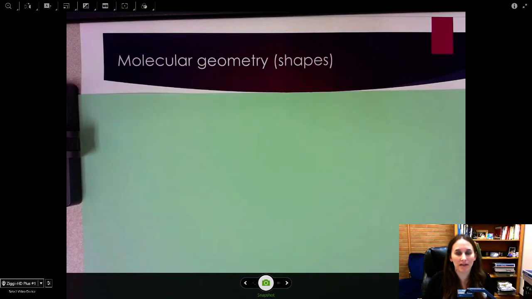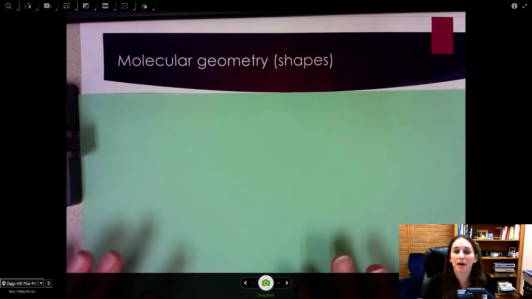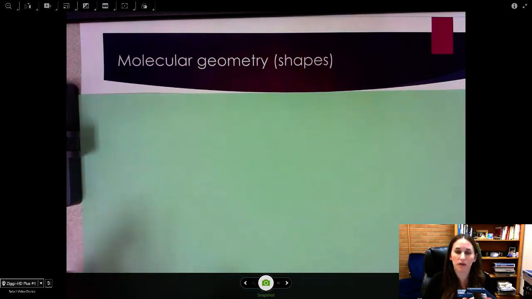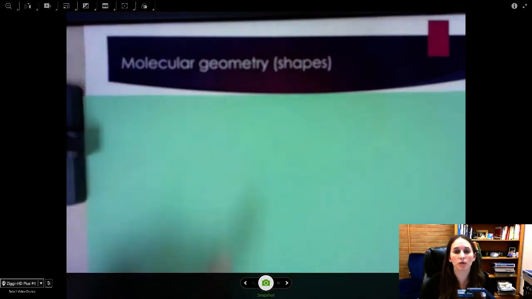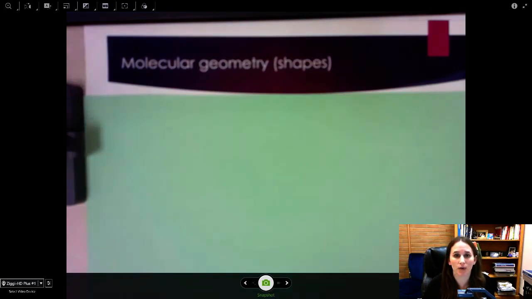All right, howdy chemists. So you've now completed the modeling lab and had some time to do a little bit of reading and exploring what we call our molecular geometries. So the actual shape that molecules take in space, as opposed to maybe what they look like on paper.